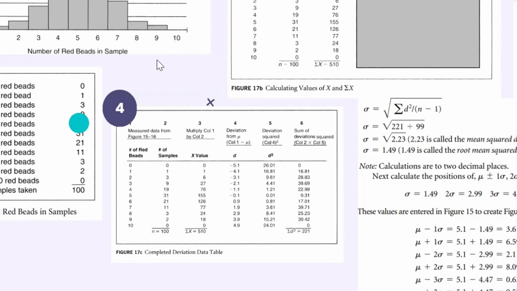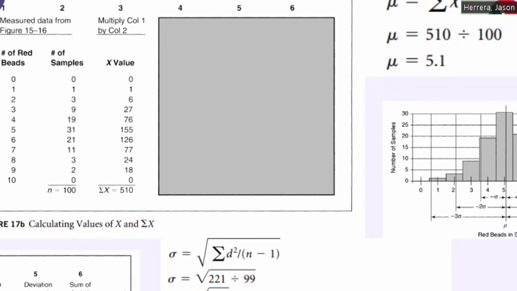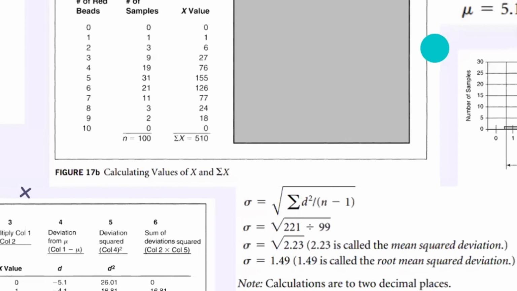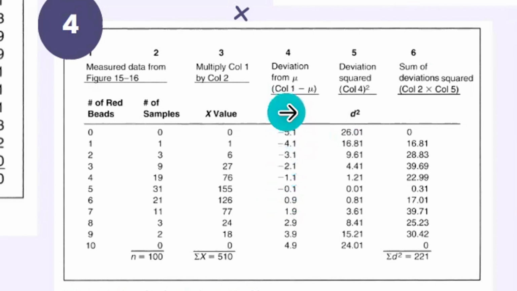And here in the fourth step, you can see the complete deviation data table. Column 4 is column 1 minus mu. Because column 1 has a value of 1, you need to subtract 5.1, and the result is d, in column 4. And the deviation squared is column 4 to the power of 2, so you need to square it. Then the result is this.